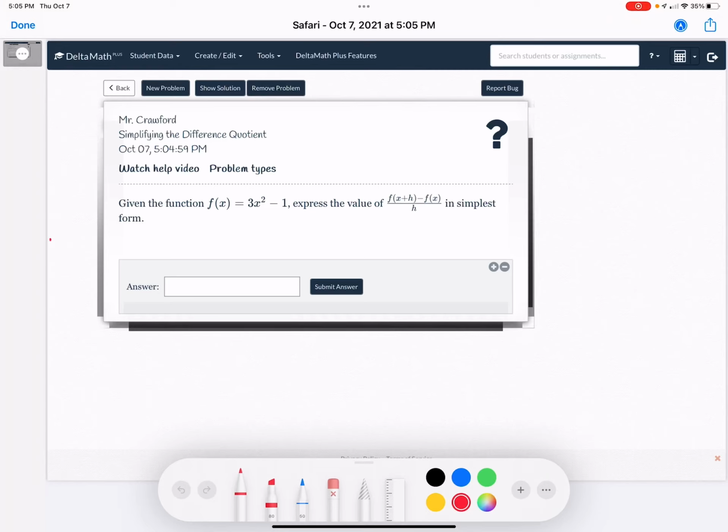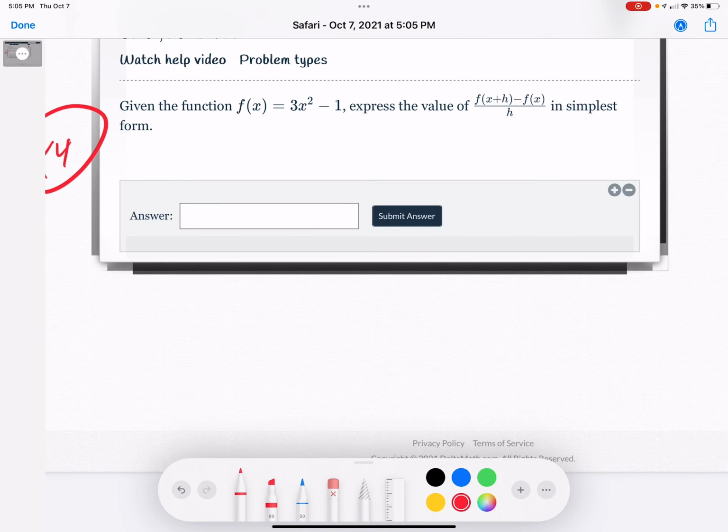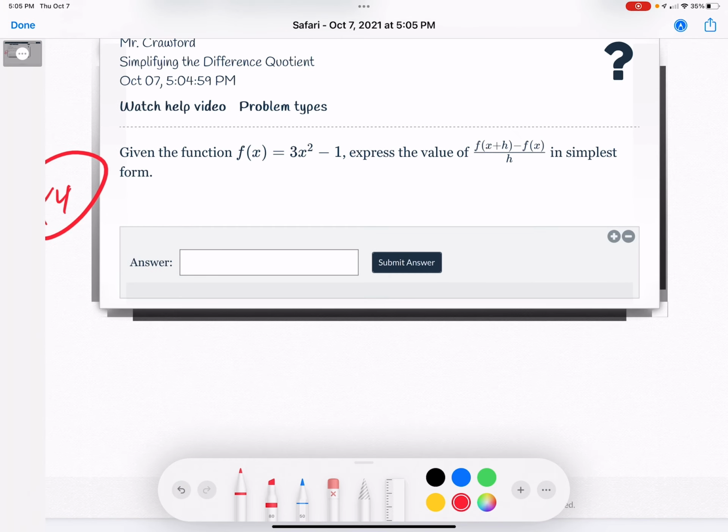All right, question number 4. Given the function f of x equals 3x squared, express the value of f of x plus h minus f of x over h in simplest form. This is a difference quotient, people. This is a difference quotient.